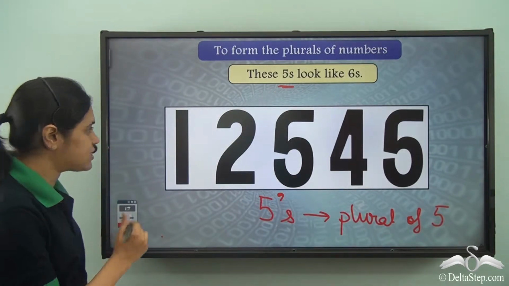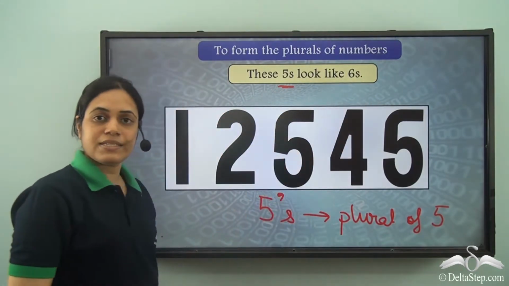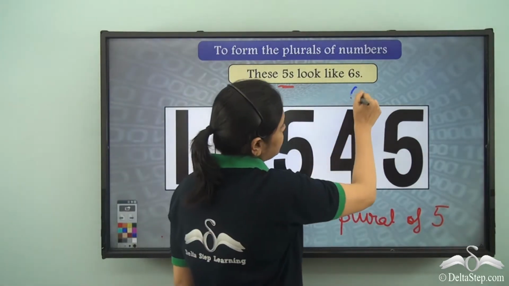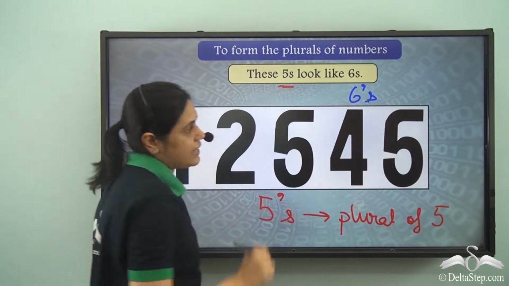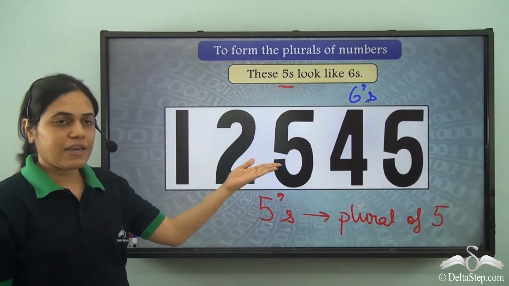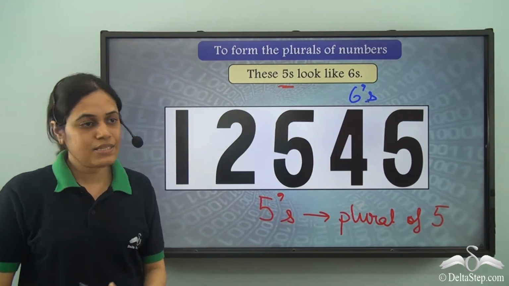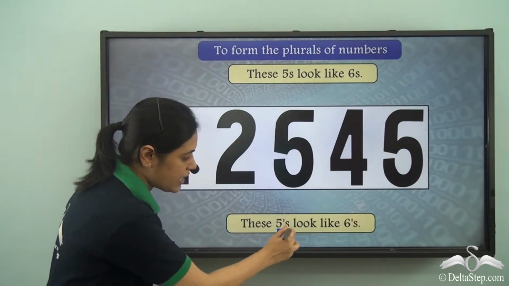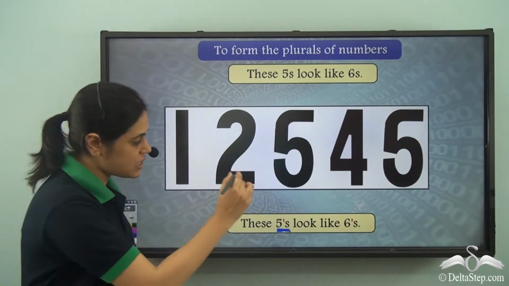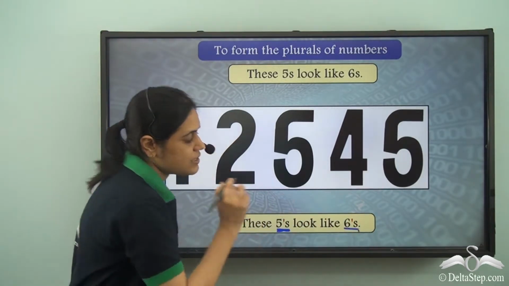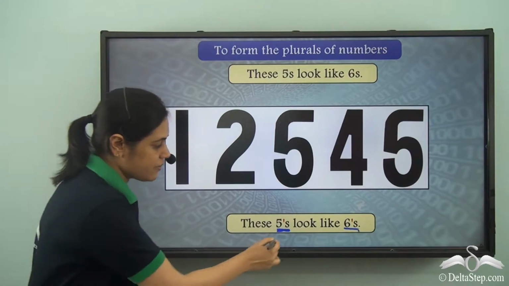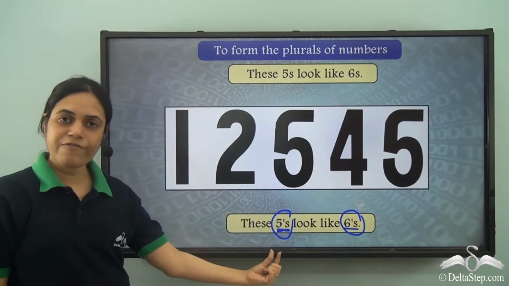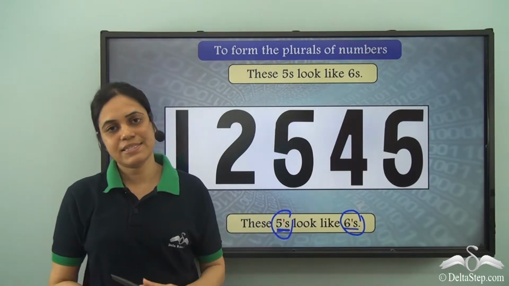Similarly for 6, sixes means more than one 6. So 6 apostrophe S. So the correct way to write this sentence is: these 5's, 5 apostrophe S, look like 6's, 6 apostrophe S. These indicate plural. Plural of 5, plural of 6.